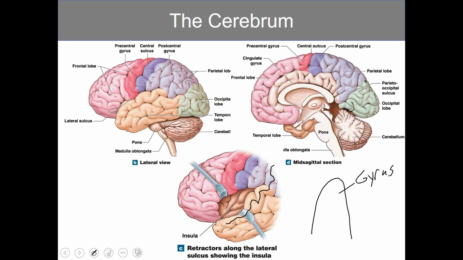The cerebrum is divided into lobes, and luckily they correspond with the overlying bones. So we have an occipital lobe, we have a parietal lobe, we have a temporal lobe, and we have a frontal lobe. So that should be relatively easy. Lastly, if you were to separate the temporal and frontal lobes, as we see in this lower image, what we discover is a little island of cortex tucked deep underneath. And this is referred to as the insula, which just means island.